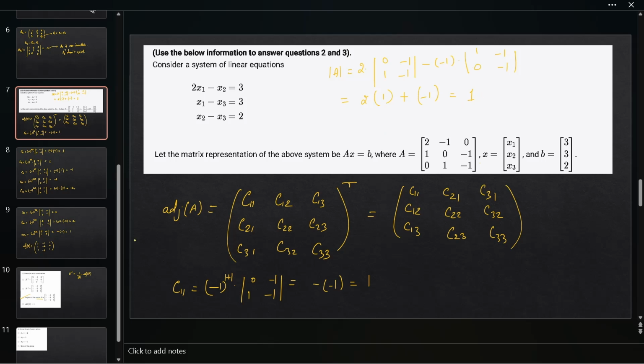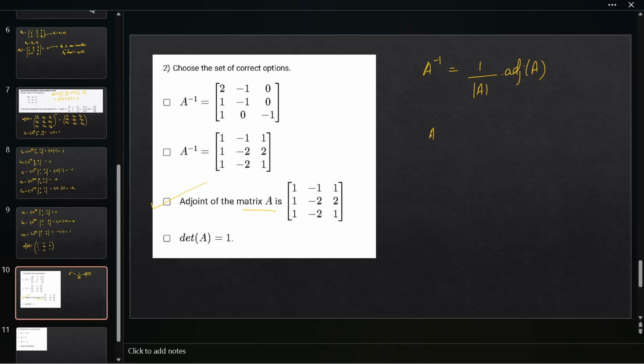So since the determinant of A is equal to 1, I can write A inverse as equal to adjoint of A, and adjoint of A in this case is given by 1, 1, 1, minus 1, minus 2, minus 2, and 1, 2, 1. We did this because determinant of A was equal to 1. So yes, this is our answer for question number 2.